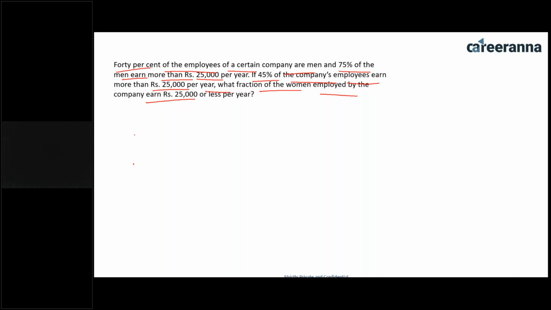Udeshya, you are almost correct. You just have to read this question again. What I do in this type of question is I'll just make a diagram. Am I correct?